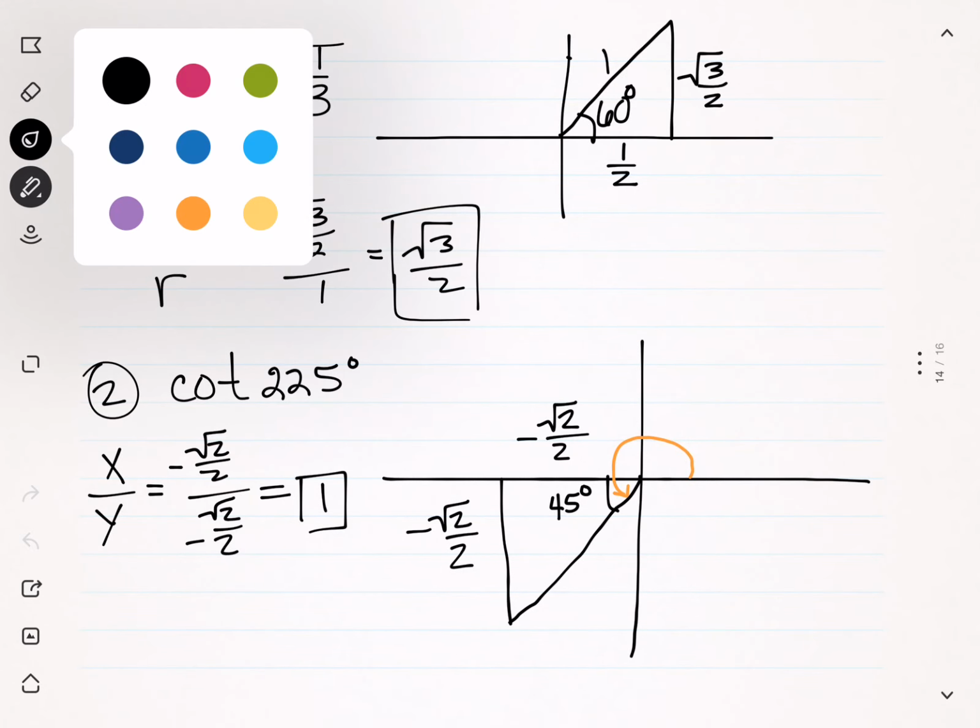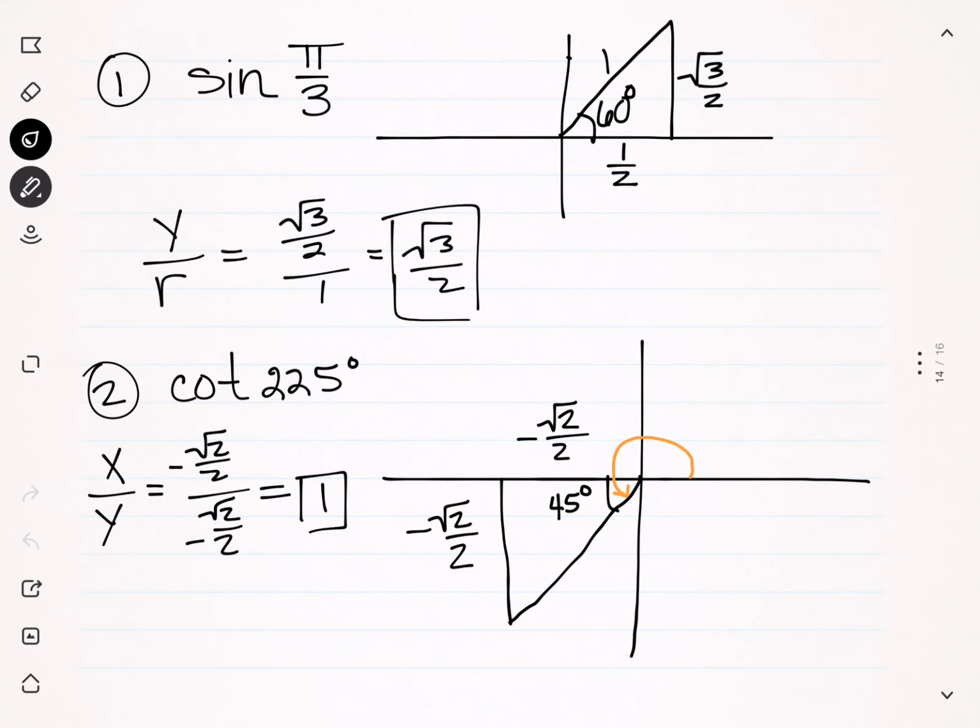Okay, so let's look at number 1 here. We're looking at the sine of pi over 3. So I graphed it in standard position, and we have a reference angle of 60 degrees. Okay, pi over 3 is the same thing as 60 degrees. So we have our 30, 60, 90 triangle here. Our x value is a half, our y value is root 3 over 2, and our radius is 1. So sine is y over r. So the y value, root 3 over 2, divided by our radius 1, and we get root 3 over 2.